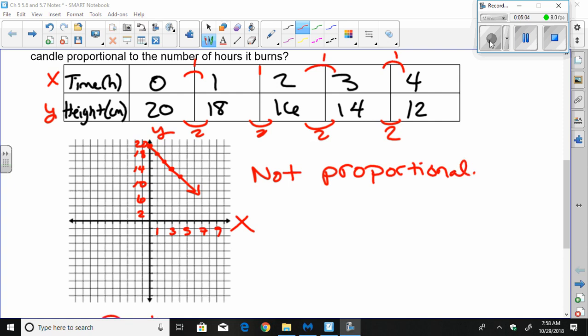Something else that you can look at, if you don't have a graph and you want to find out if it goes through the origin, is you can put your y over your x. 18 over 1. 16 over 2 is 8 over 1, and get everything into a unit rate. 14 over 3 does not reduce well. 12 over 4 reduces to 3 over 1, and you can see that their y over x is not the same every time. 18 over 1, 8 over 1, 14 thirds, 3 over 1. So that's another reason that it's not proportional.